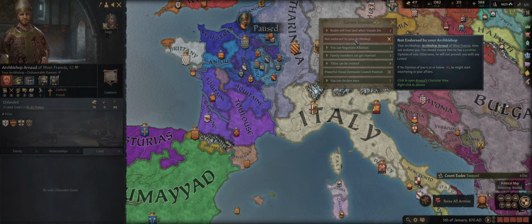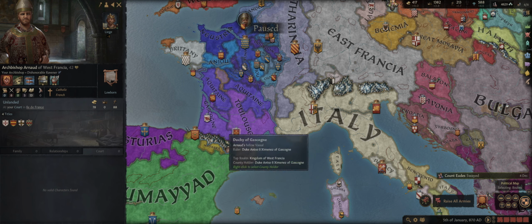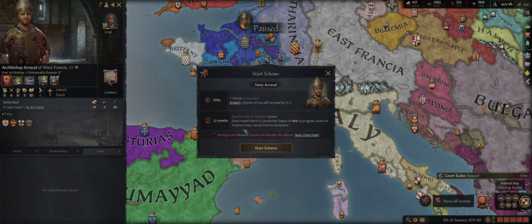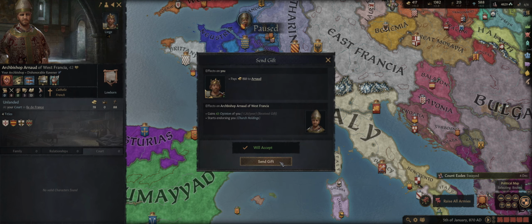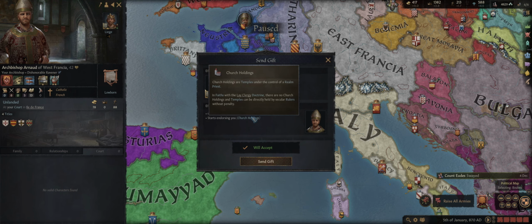If we check our issues here, we're actually going to see not endorsed by our Archbishop. This Archbishop, the character right there, does not have a positive opinion of you. Otherwise, he will not provide us with any levies. In addition to that, as you can see, if it goes below -10, he'll start interfering in your affairs. He can force you to divorce characters or take an extremely large penalty. He can do all sorts of negative things that you really don't want to have happen. So, it is important to keep their opinion of you as well. We might want to sway him. After this one is finished, you can send him gold, just another key to the puzzle that you want to make sure that you have handled. Okay, so as you see here, he controls all of the church holdings.